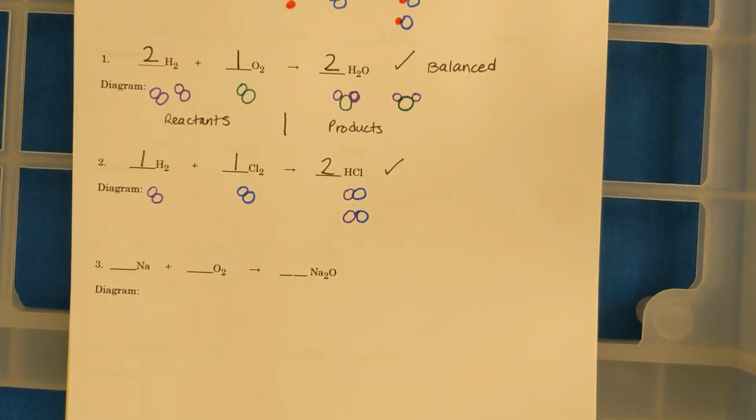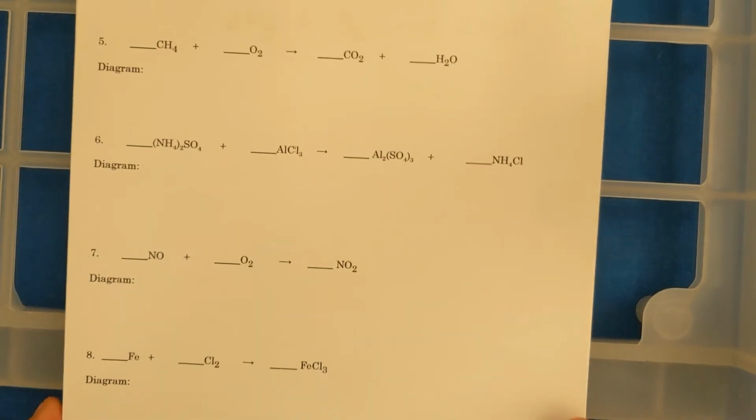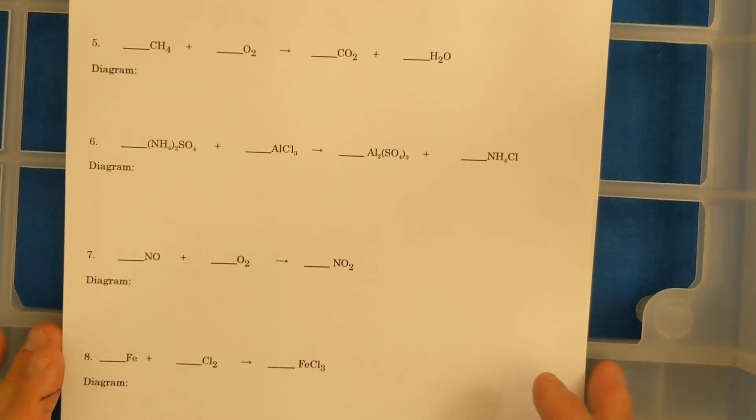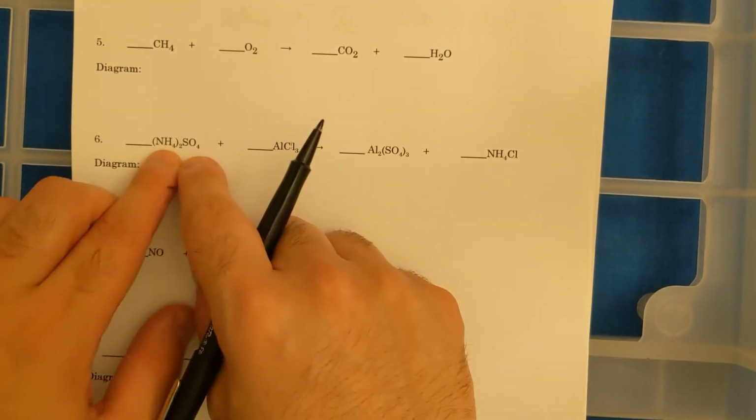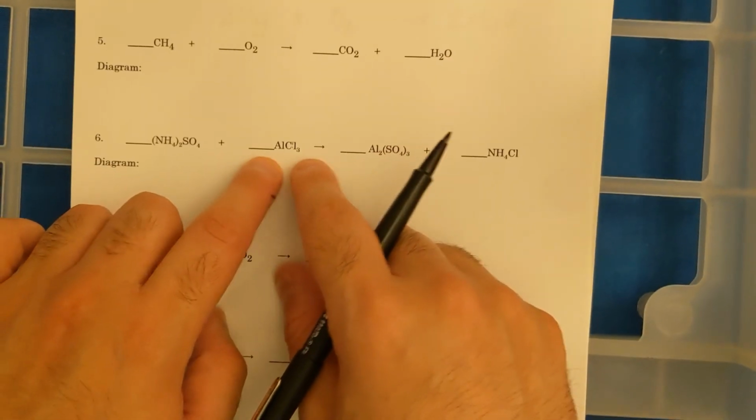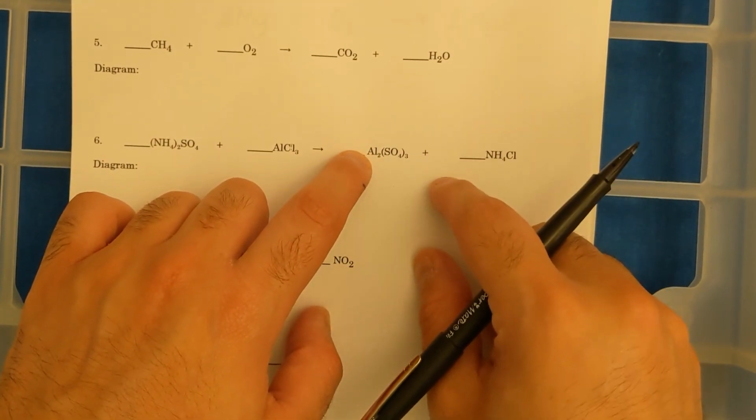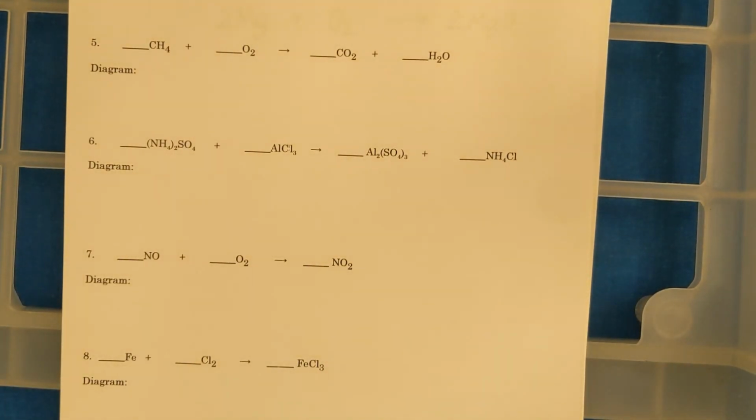Let me jump to a little bit more of a complicated problem. What if we throw something like question number 6 over here? I'm going to eventually do the answer key and explanation for all these questions, but just for the purpose of this video, I'm just going to do a complicated one like number 6. Number 6, we have (NH4)2SO4 plus AlCl3 yields Al2(SO4)3 plus NH4Cl. Seems like a lot. There are a lot of atoms there.